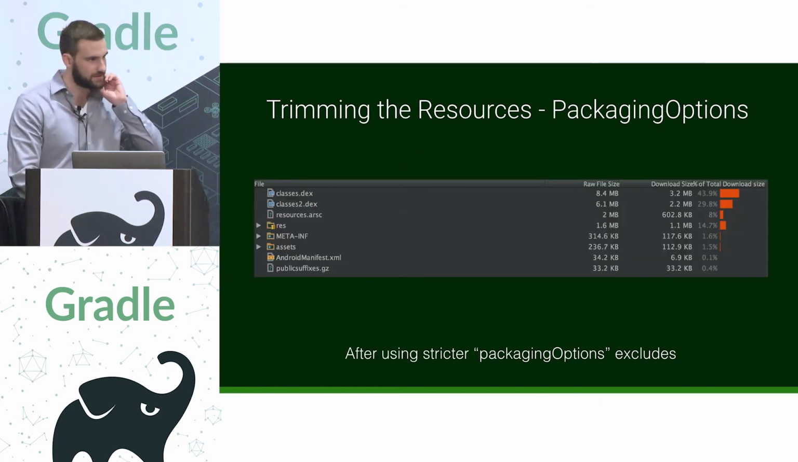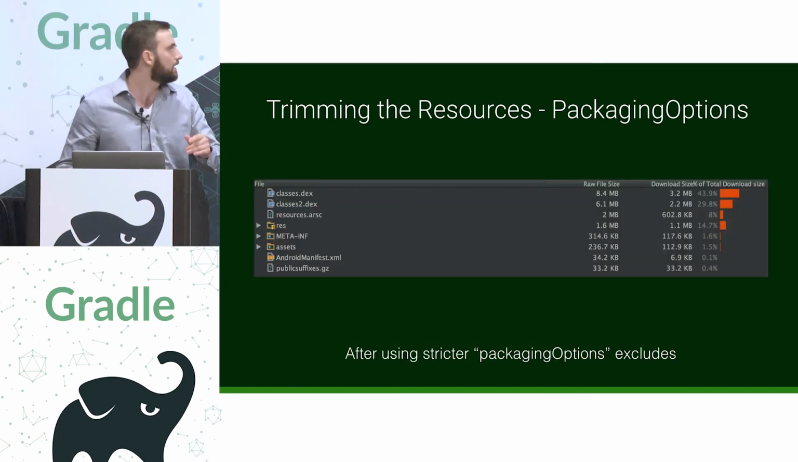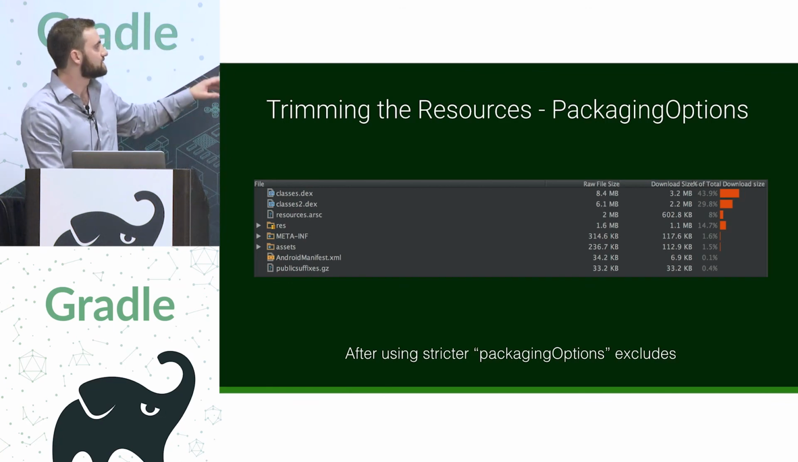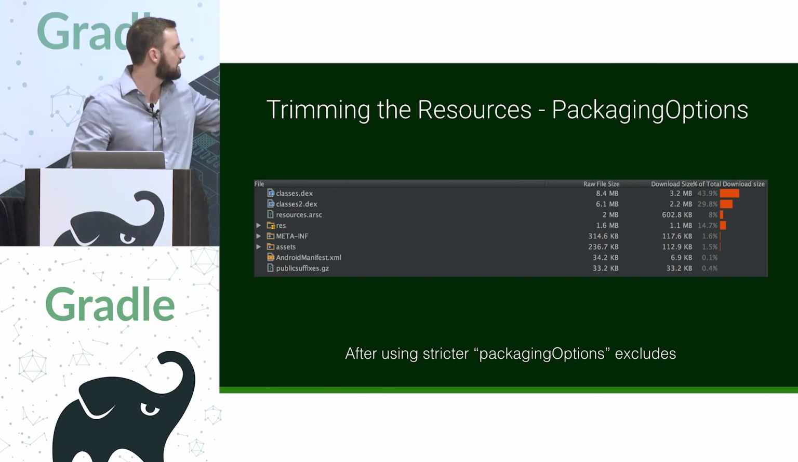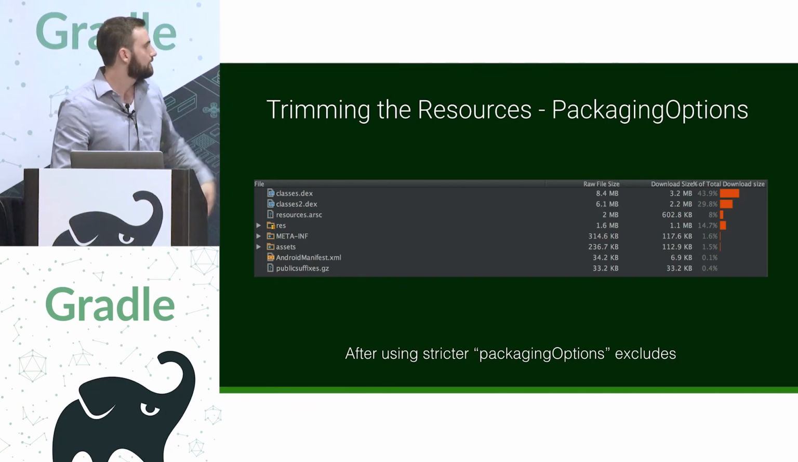So here, we'll take a look again after we build our release version, or actually, this is our debug version, because we see two classes.dex. Now we stripped all this stuff away, and it looks a lot cleaner than it was before.